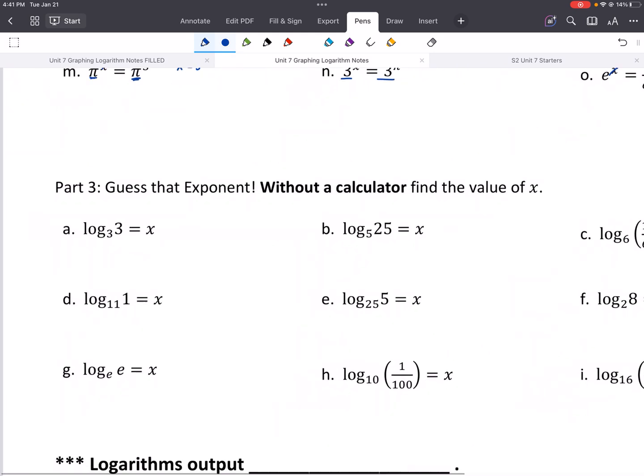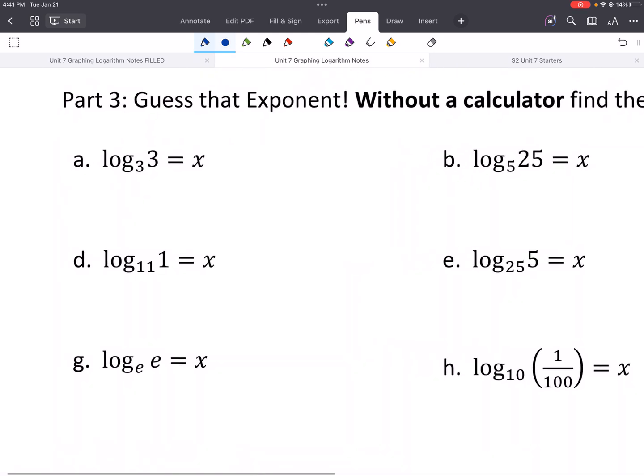All right, so I went through all of that. Now let's get into logs. Again, this is what you're really going to see on your homework.